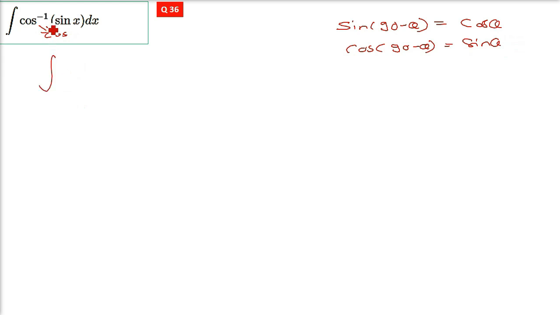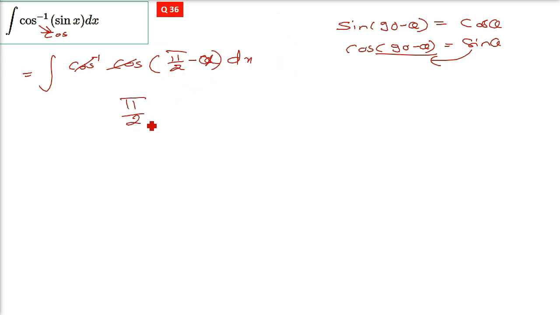So what do we do here? Integration of, see, we'll keep this cos inverse like this. But in place of sine x, we are going to place cos pi by 2 minus x, because eventually sine x is cos pi by 2 minus x. I'm writing it as pi by 2 minus x; pi by 2 is 90 degrees only, but in radians we write pi by 2. We can cancel this cos and cos inverse. Once we cancel this cos and cos inverse, only pi by 2 minus x will remain.